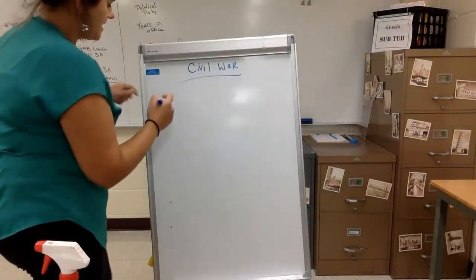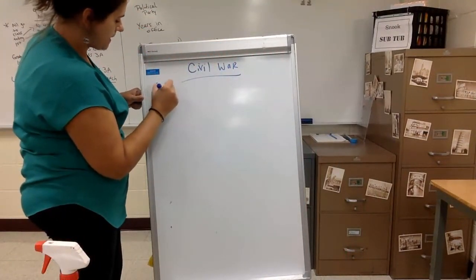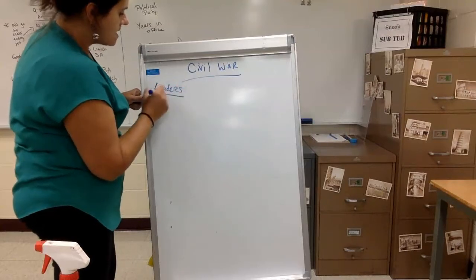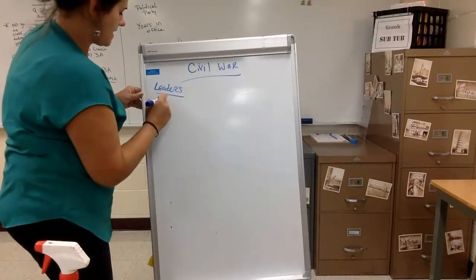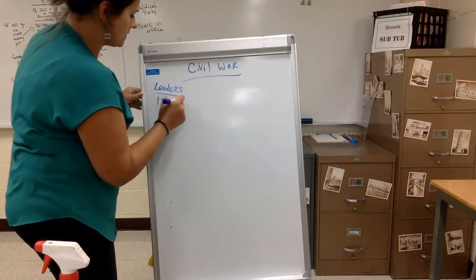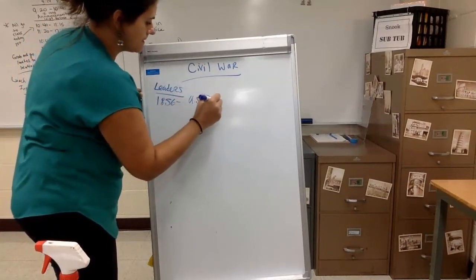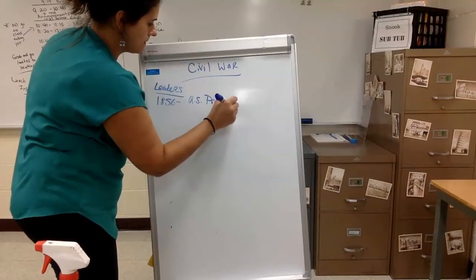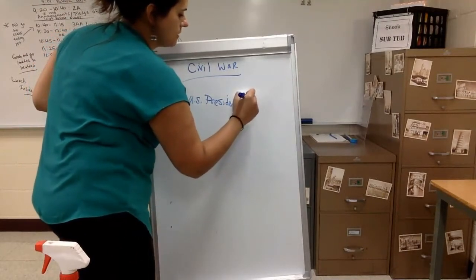So let's talk about the key people. I'll start with leaders. Okay. So 1856 to 1860, those last 4 years before the war starts, the U.S. president is a man by the name of Buchanan. I think it's James Buchanan specifically.